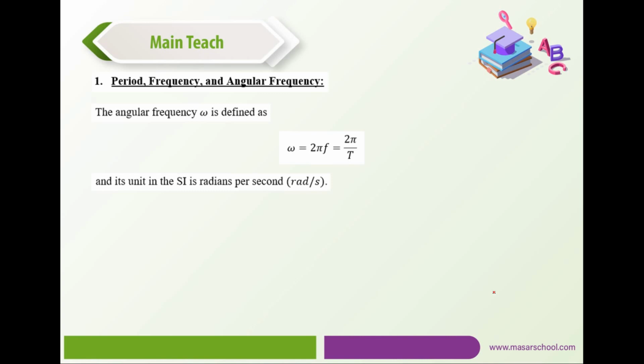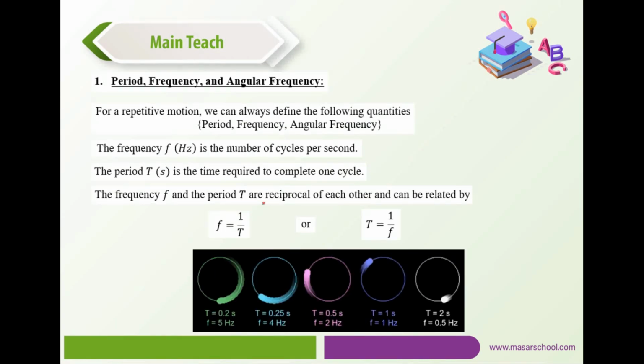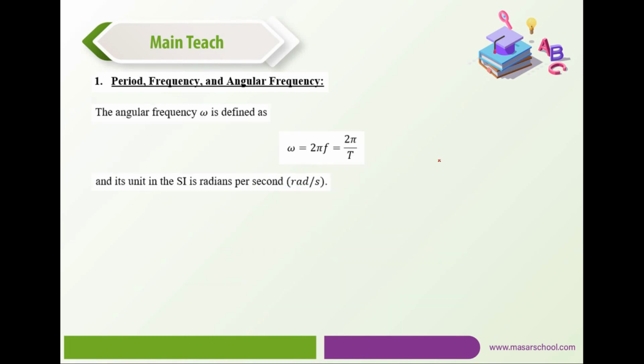Now the angular frequency omega. Remember that we have introduced the following quantities: period, frequency and angular frequency. How does the angular frequency omega relate to f and T? So omega is 2 pi f, which is also equal to 2 pi divided by the period, and its unit in the SI is radians per second. Then the unit of the angular frequency is given by radians per second.